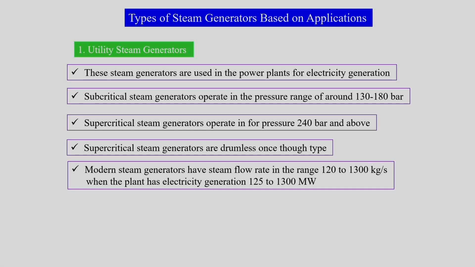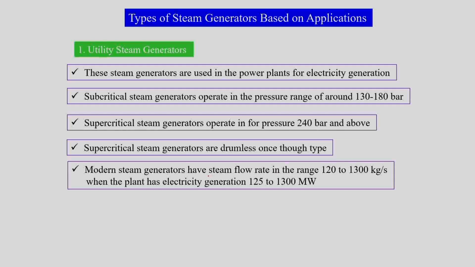Then modern steam generators have a steam flow rate, which in our Rankine cycle we were calling the specific steam consumption. For the turbine we needed a certain amount of steam flow rate, and that is what we indicate here as the steam flow rate or steam rate. The steam rate is as high as 120 to 1300 kg per second when the electricity generated is around 125 to 1300 megawatt.